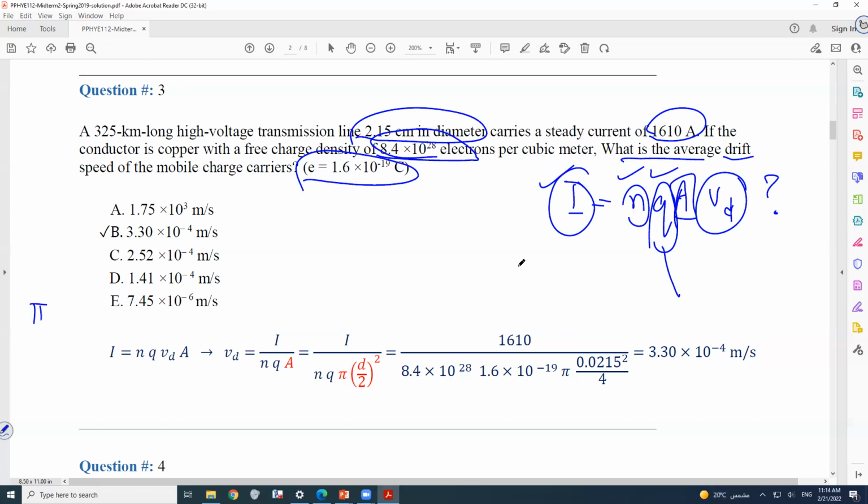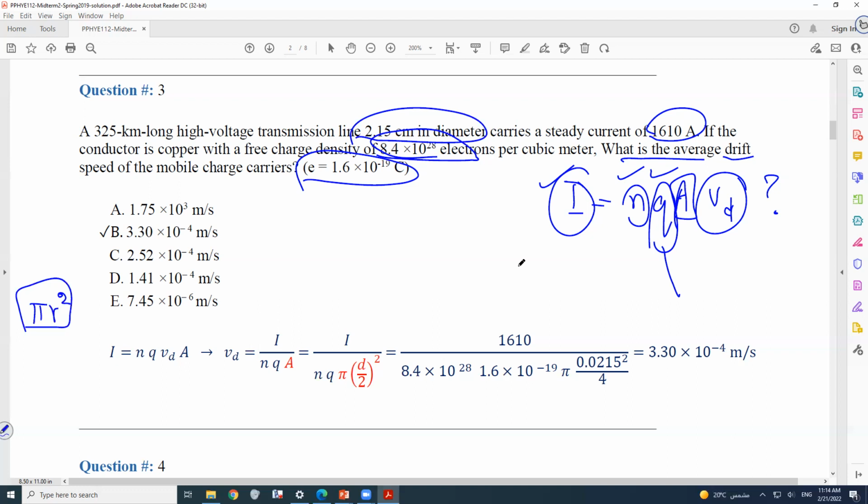Pi r squared. Okay, these things are not in the question. You cannot ask me, you didn't give it to me in the question. This is something that you are supposed to know. The area of a circle is something that, as engineers, as scientists, you should have in your heart. It's something very basic, like 1, 2, 3. You should know the area of a circle is pi r squared. Right, so let me continue.